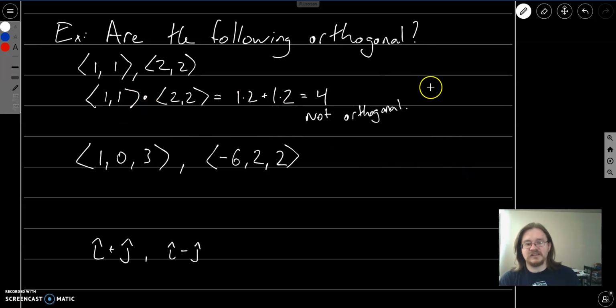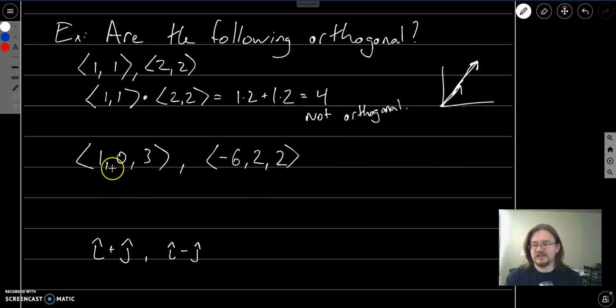And we can kind of see this because the vector 1, 1 is going to be pointing up there, and vector 2, 2 is going to be pointing pretty much in the same direction, just a little bit longer. So they're not orthogonal. Let's check these guys.